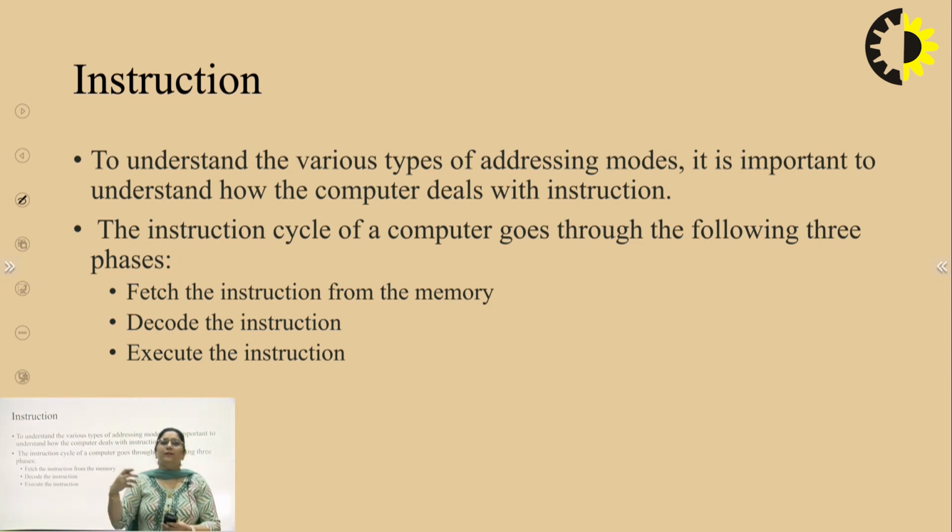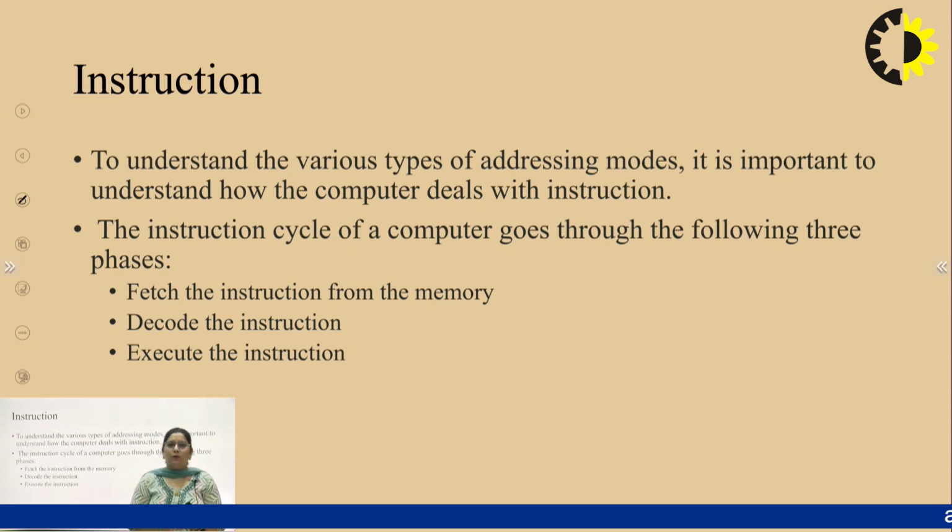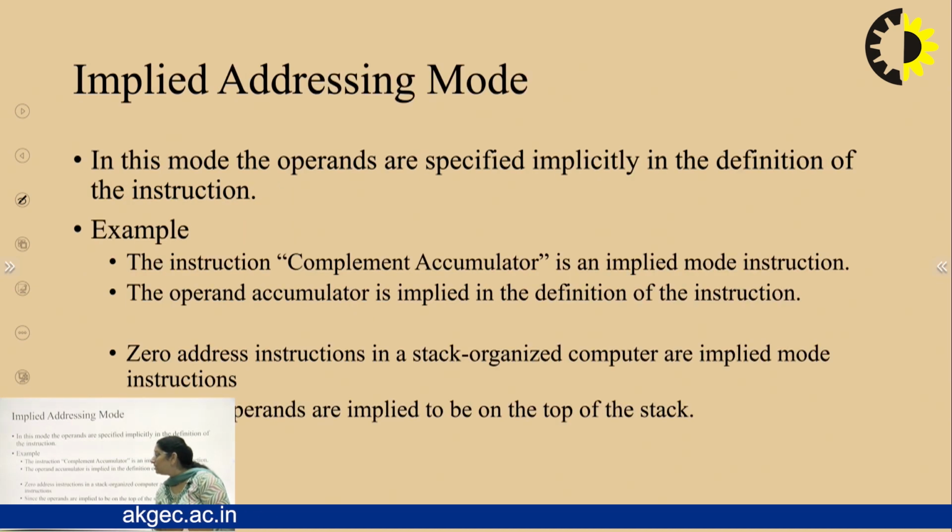Firstly, it fetches the instruction from the specified address. From where it is located, we fetch the instruction from there, and then we decode the instruction according to the machine level code, then execute it, because the system understands the machine level codes only. So, it will decode and understand it, and then execute it. So, it is fetch, decode, and execute operation.